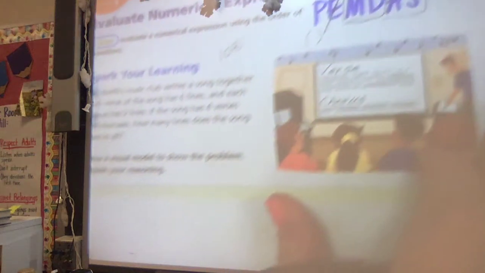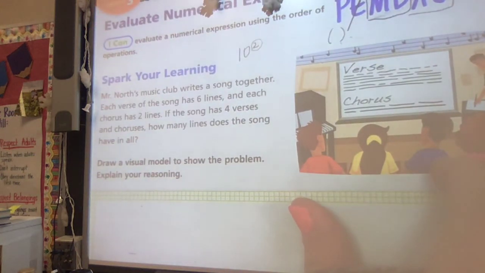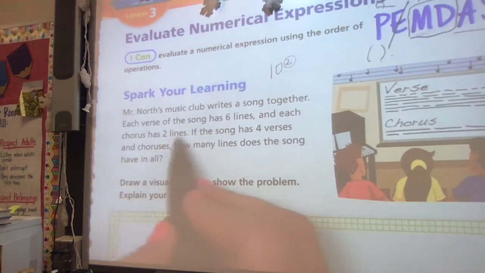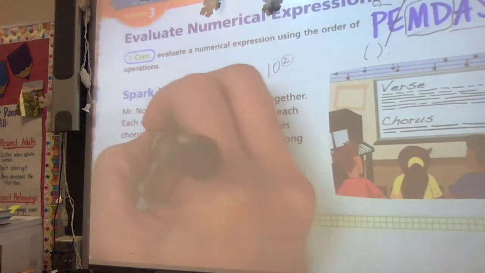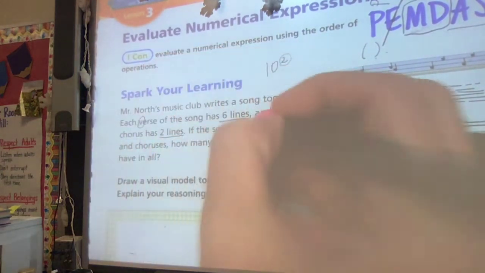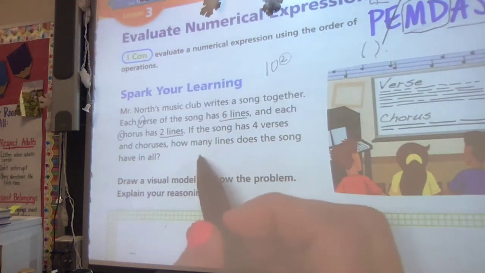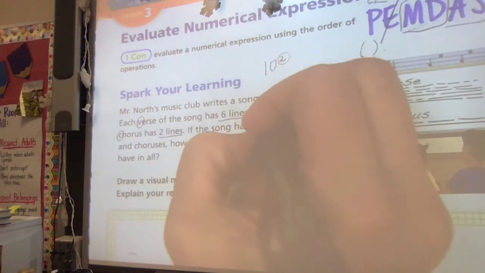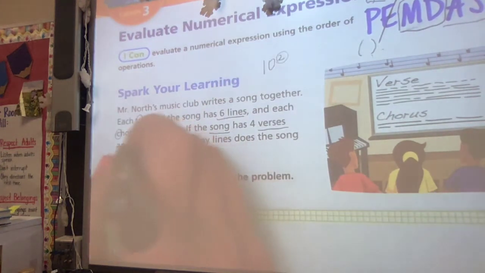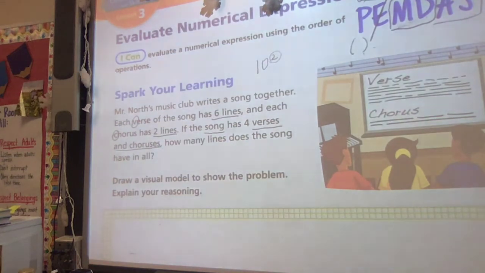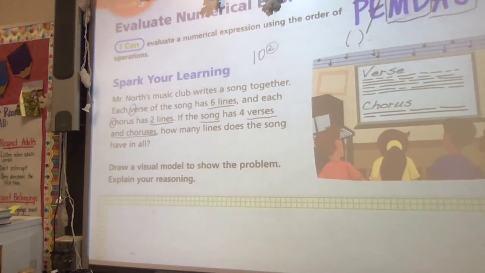Alright, so let's look at our first problem. It says, Mr. North's music club writes a song together. Each verse of the song has 6 lines, and each chorus has 2 lines. So the verse has 6 and the chorus has 2. If the song has 4 verses, so the whole song has 4 verses and choruses, how many lines does the song have in all? So it says draw a visual model to show the problem, explain your reasoning.